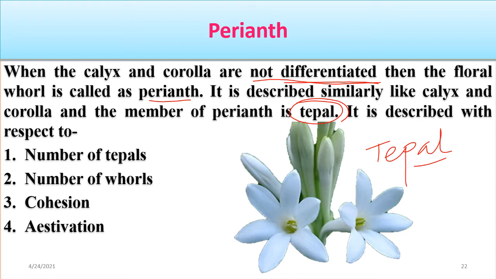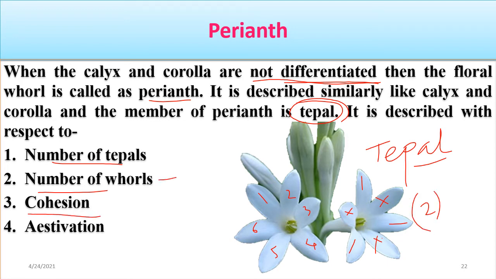See the first one, that is the number of petals. For example, here 1, 2, 3, 4, 5, and 6. Then the number of whorls. If you look here, this one is out, this one is out, this one is out, and this is in, this is in, this is in. So they are present in 2 whorls. So whorls are to be counted.